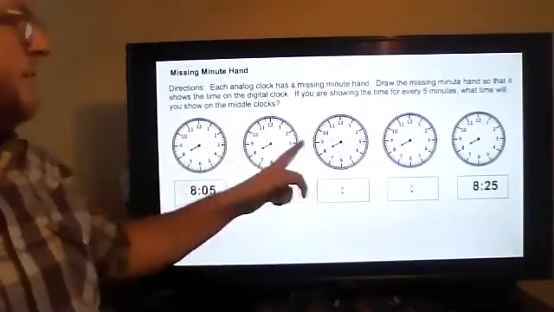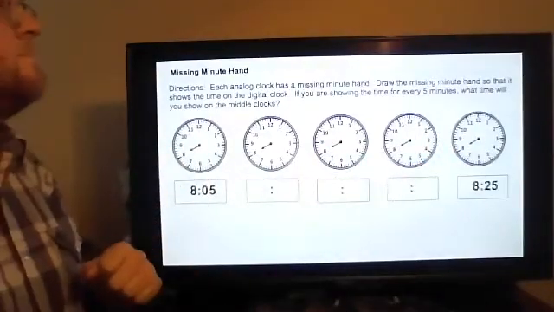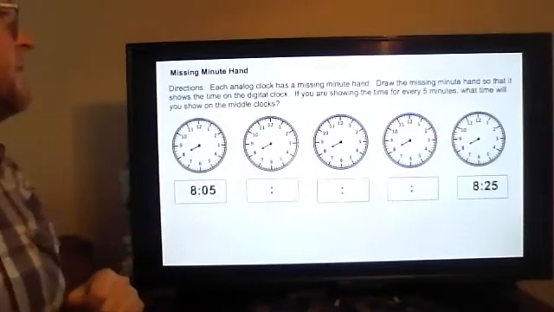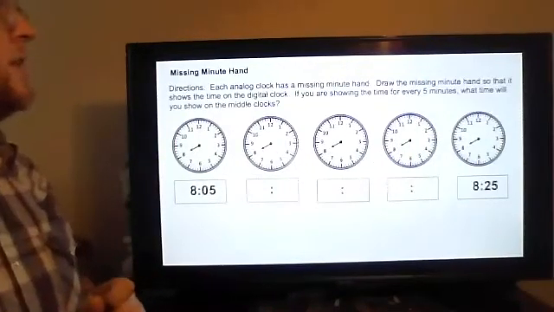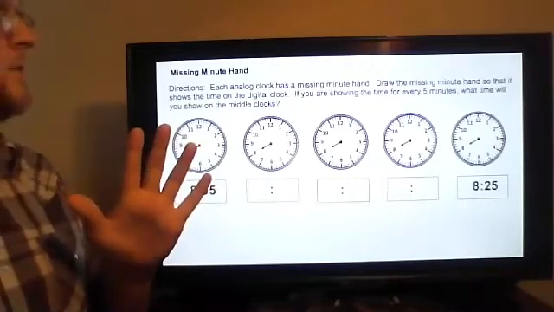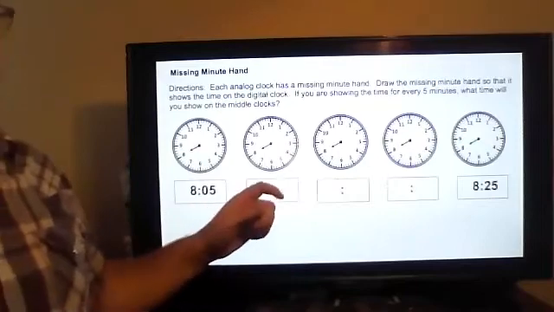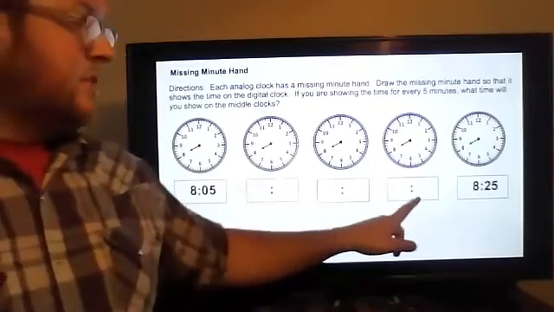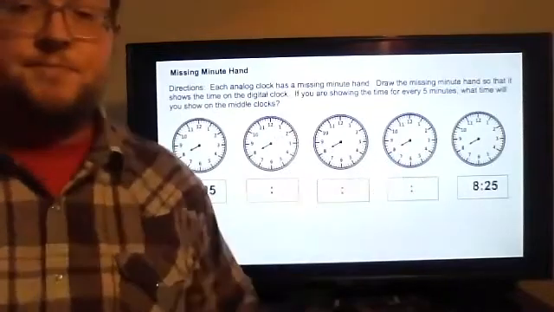So each of these 5 clocks is missing its minute hand. Draw the missing minute hand so that it will show the time on the digital clock. If you are showing the time for every 5 minutes, what time will you show on the middle clocks? So we're missing our digital times down here as well as our minute hands.